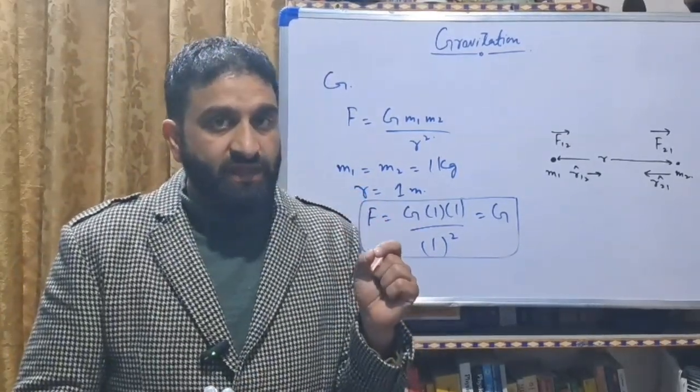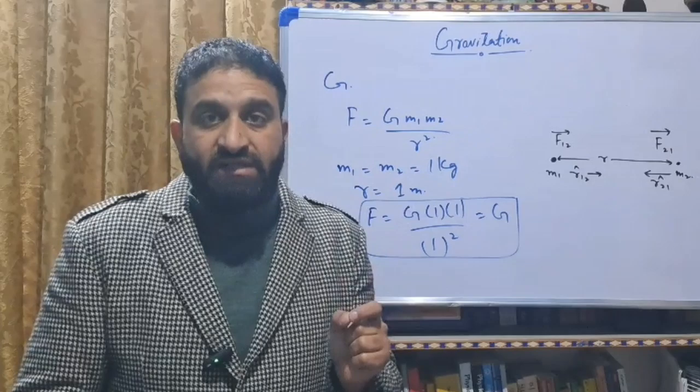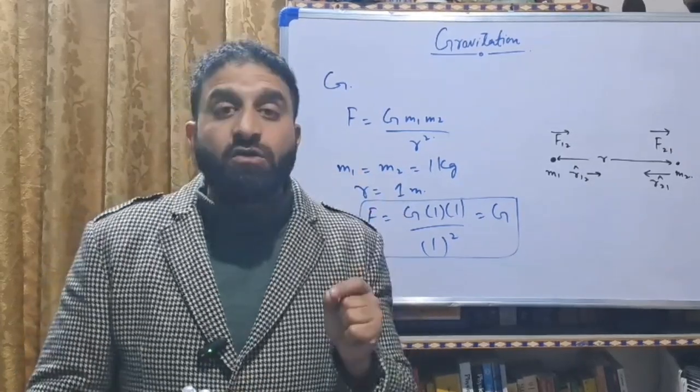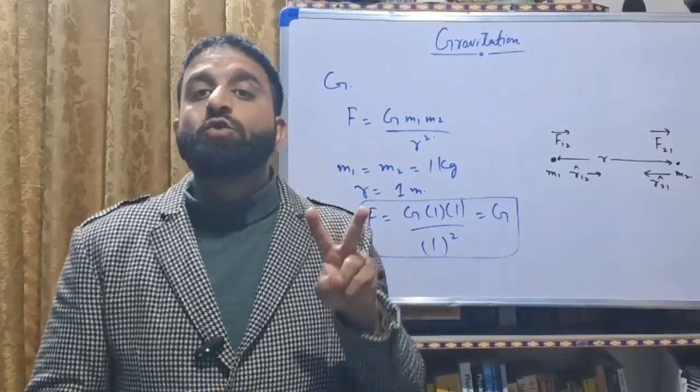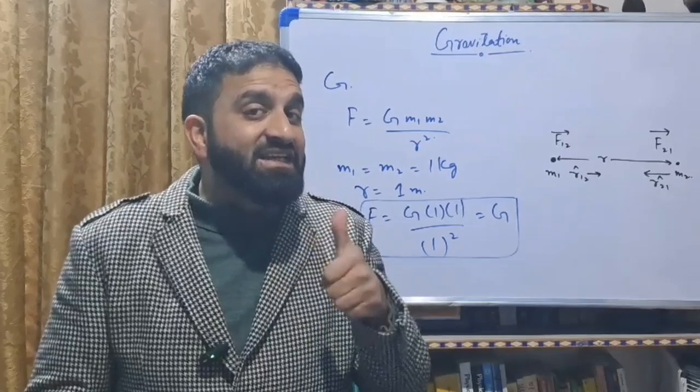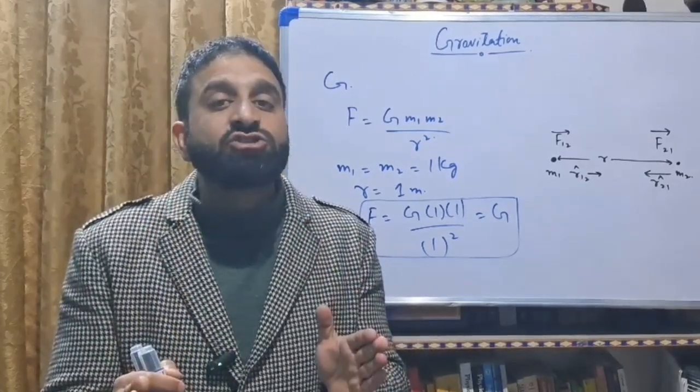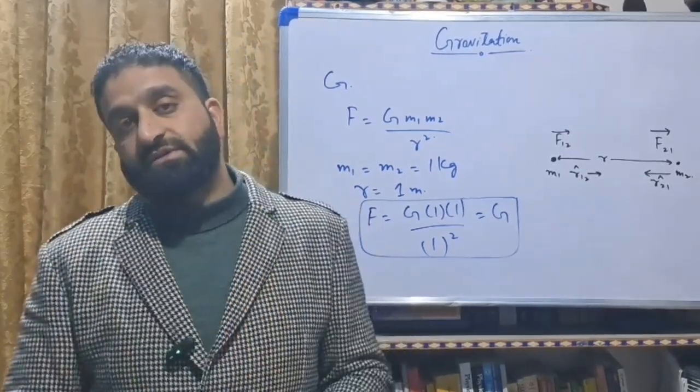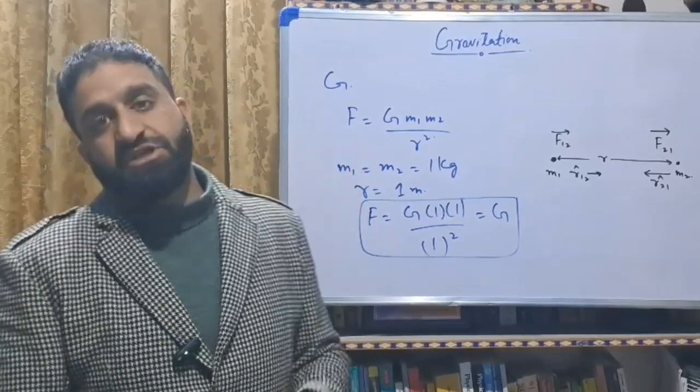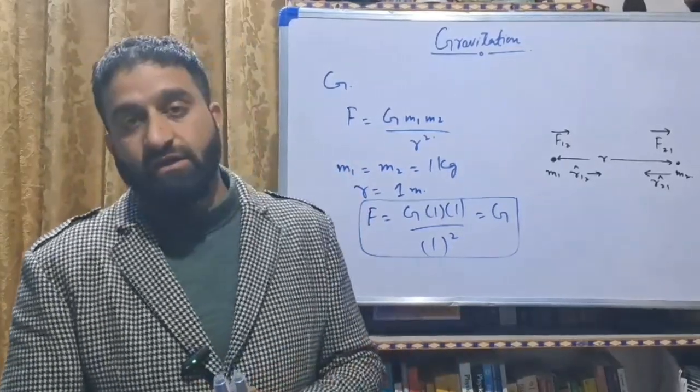Listen closely. The gravitational constant is numerically equal to the force between two bodies of mass 1 kg each, separated by a distance of 1 meter. It is the definition of G.